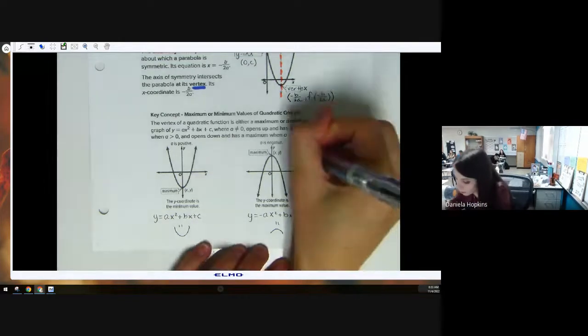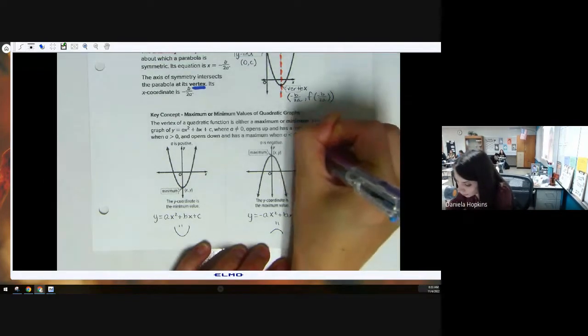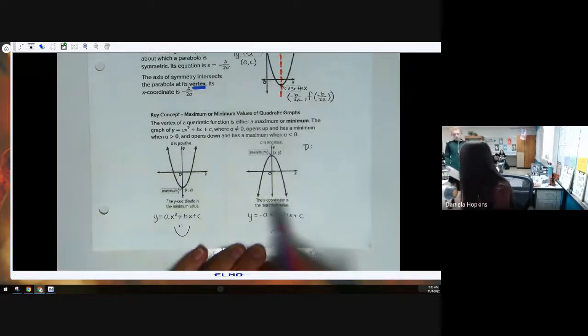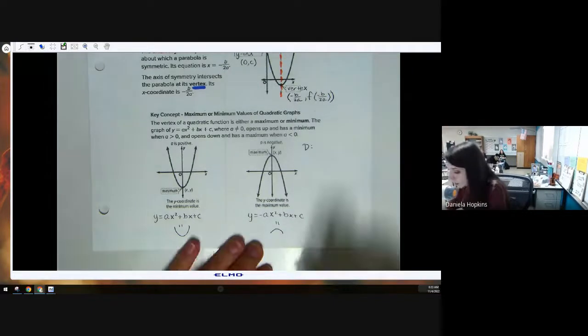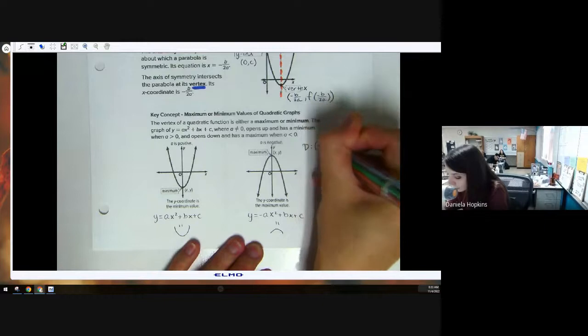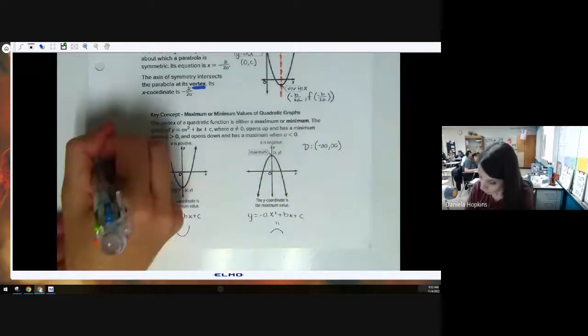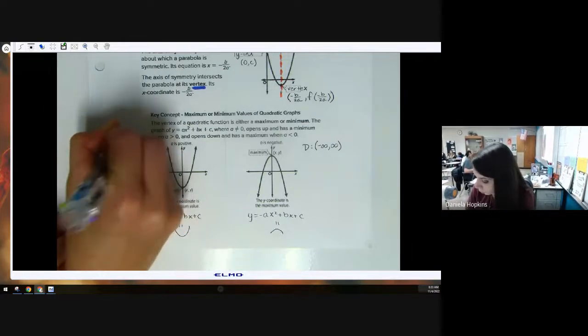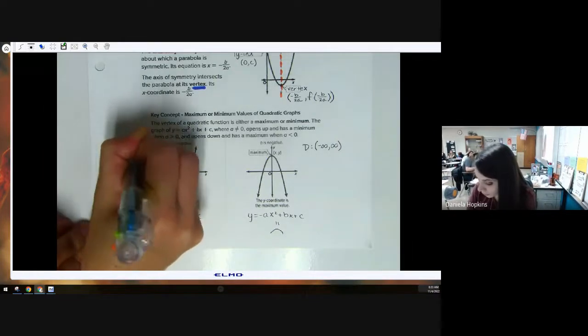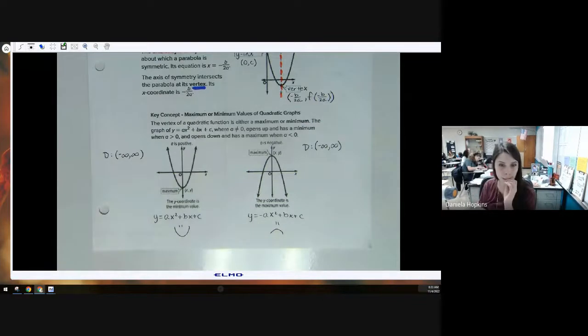So, domain. This is going to be an easy one for you guys. There is no value of x that you can plug in that breaks this, which means your domain is all real numbers or negative infinity to infinity. So, easy answer for any quizzes in this section. Domain is negative infinity to infinity.